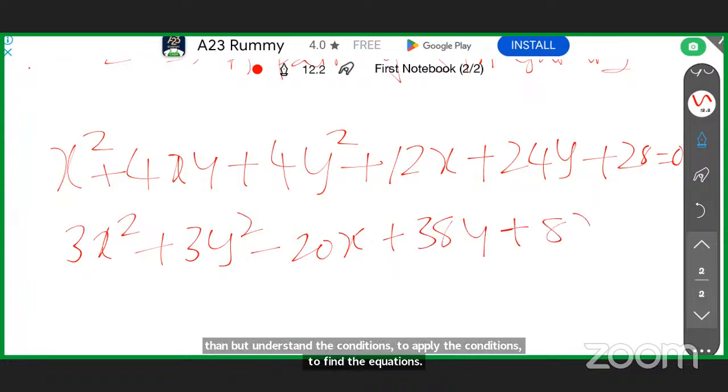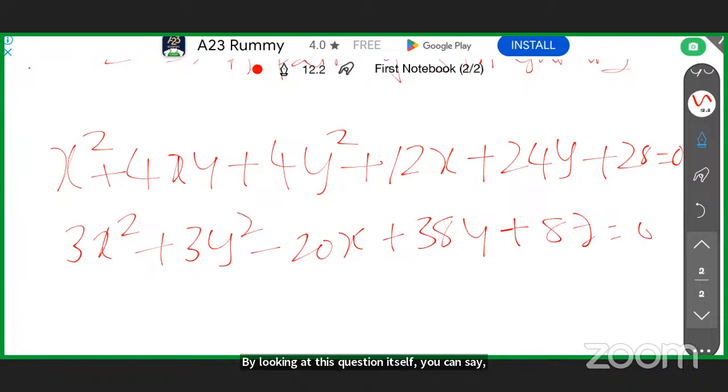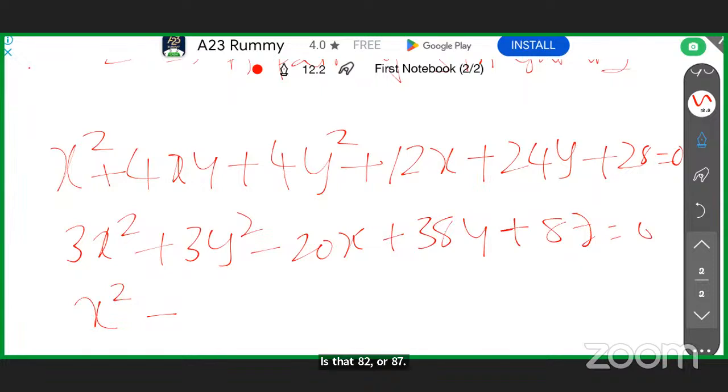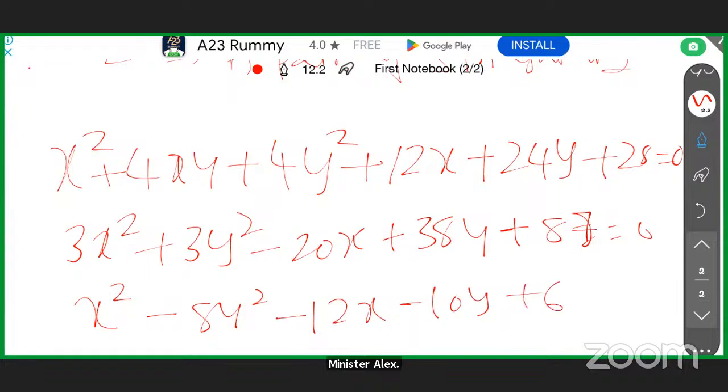By looking at this question itself, you can say what is the locus. Sir, is that 82 or 87? It is 87. Then x square minus 8y square minus 12x minus 10y plus 61 is equal to 0.